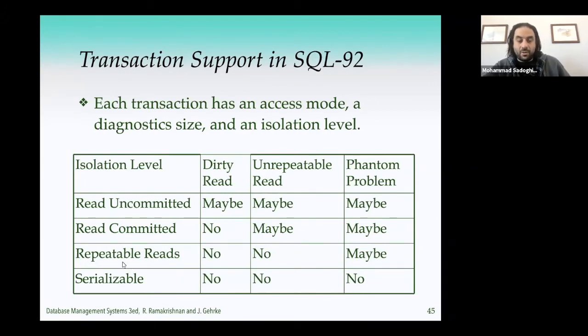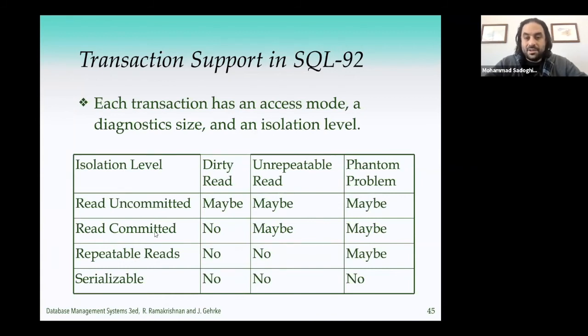One level lower is repeatable read. The key difference is that it doesn't prevent phantoms. So strict 2PL is a repeatable read isolation level, but it's not serializable because there could be phantoms. You need an additional mechanism to ensure that it becomes serializable.